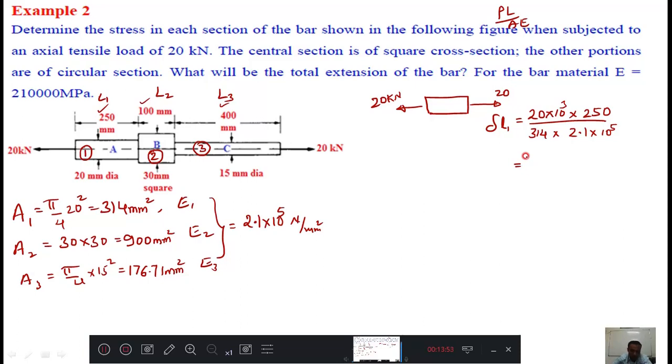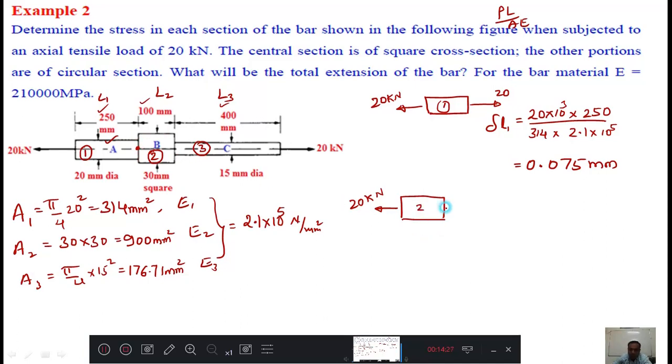The answer is 0.075 mm. You also do it and check it. This is right. Okay, this is for the first diagram. And the second diagram is also pulled by the same force 20 kilonewton, because this member is welded to the second bar, therefore whatever force is pushed here, it is pulled here, and the same amount will be experienced by B also.